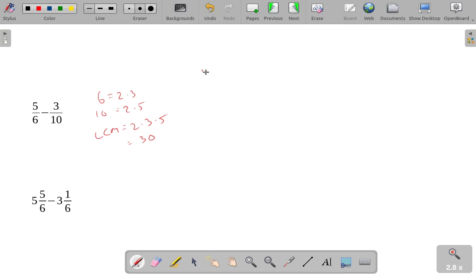For this one, 5 over 6 minus 3 over 10 equals something over 30 minus something over 30. This one I'll multiply top and bottom by 5, giving me 25 over 30. Here I'll multiply top and bottom by 3, giving me 9 over 30. 25 minus 9 is 16 over 30.